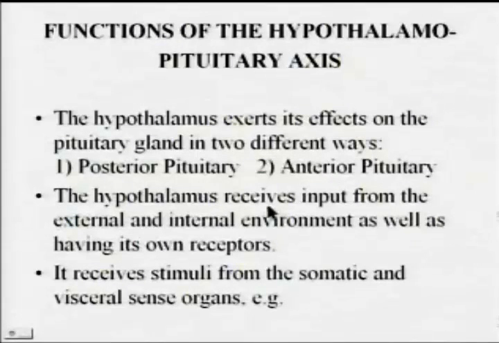The hypothalamus receives input from external and internal environment, as well as having its own receptors, for example, osmoreceptors for the antidiuretic hormone. It receives stimuli from the somatic and visceral sense organs. A couple of examples, one for the somatic. Both of these would be focusing on the posterior pituitary, impacting the magnocellular neurons. So the somatic, the mammary gland mechanoreceptors, bringing about the release of oxytocin. Visceral sense organs, say blood pressure from the medulla.